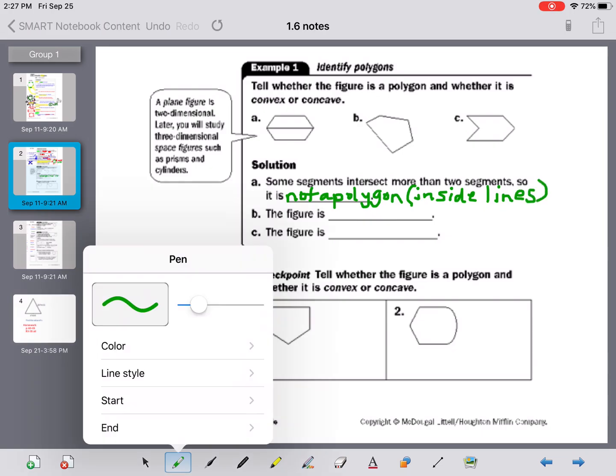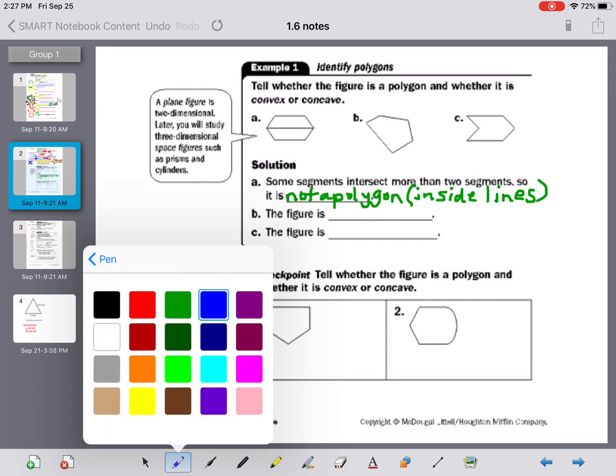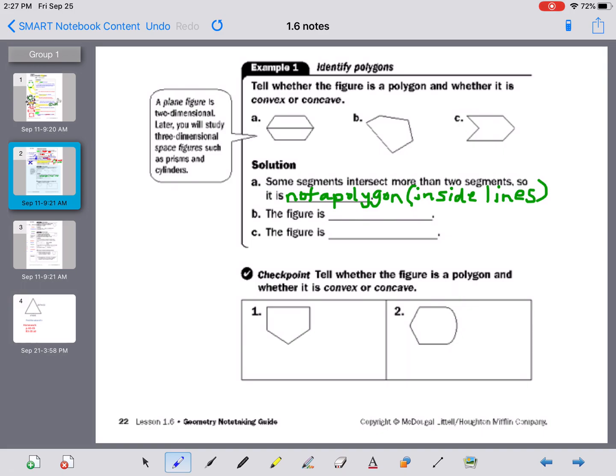Okay, for B, is B a polygon? It has sides, lines. I'm liking it. I say, yes, this figure is a polygon. And the question is, is it concave or convex? Well, it looks like everything's pointing to the outside, nothing's caving in, so I'm going to say convex.